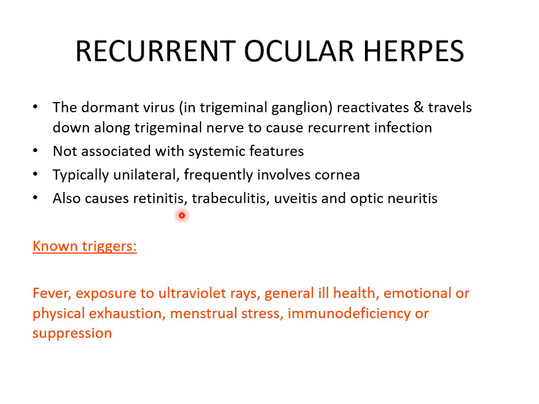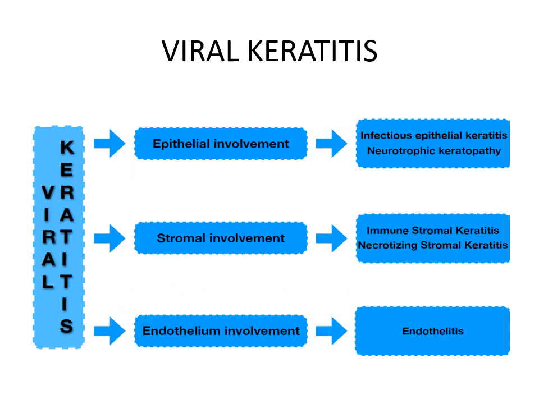It can also cause retinitis, trabeculitis, uveitis, and optic neuritis. These are some other structures in the eye that may be affected. We are going to deal with keratitis today. The known triggers for reactivation of a latent herpetic infection are these: fever, exposure to UV rays, menstrual stress, and so on and so forth. So overall, when we talk about viral keratitis, we discuss it under the following headings: epithelial involvement, stromal involvement, and endothelial involvement. So we are going to start with infectious epithelial keratitis.